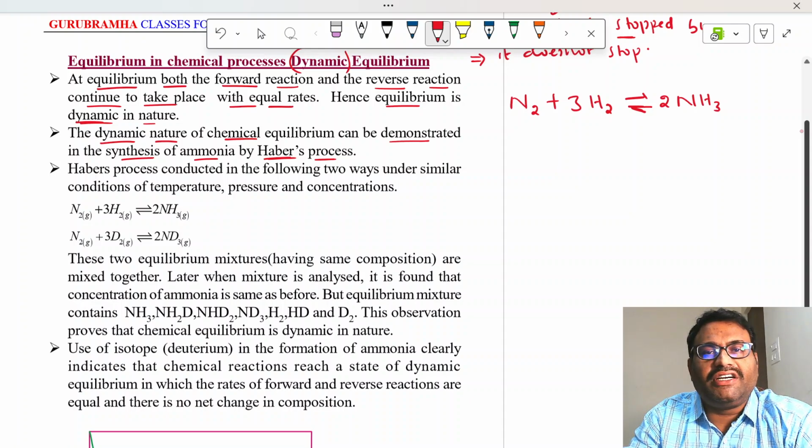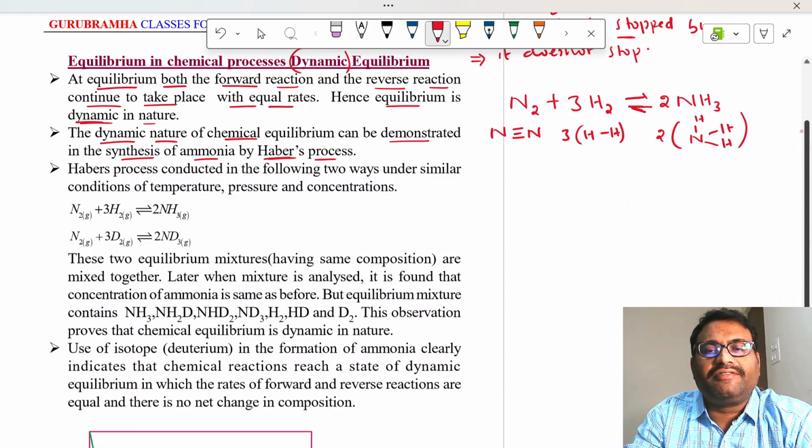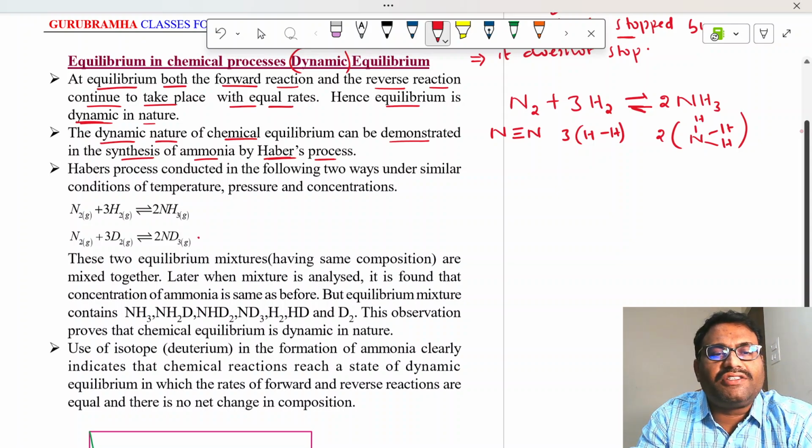Already we have studied that at equilibrium the rate of forward reaction is equal to the rate of backward reaction. That means in the container, N2, that is N triple bond N, 3 H single bond H, and 2 NH3 are present. These are present in a container. Along with this, another equilibrium reaction is also taken.